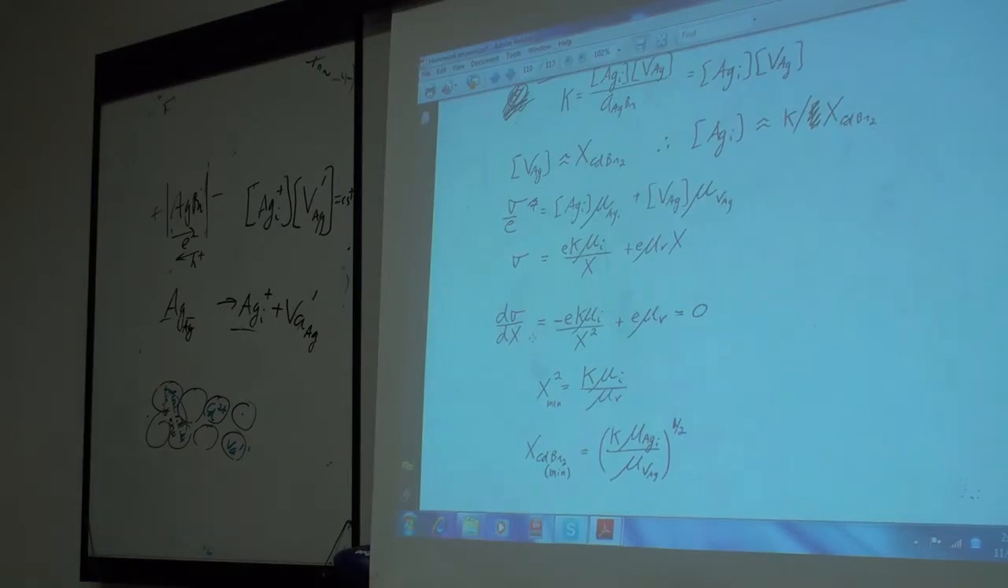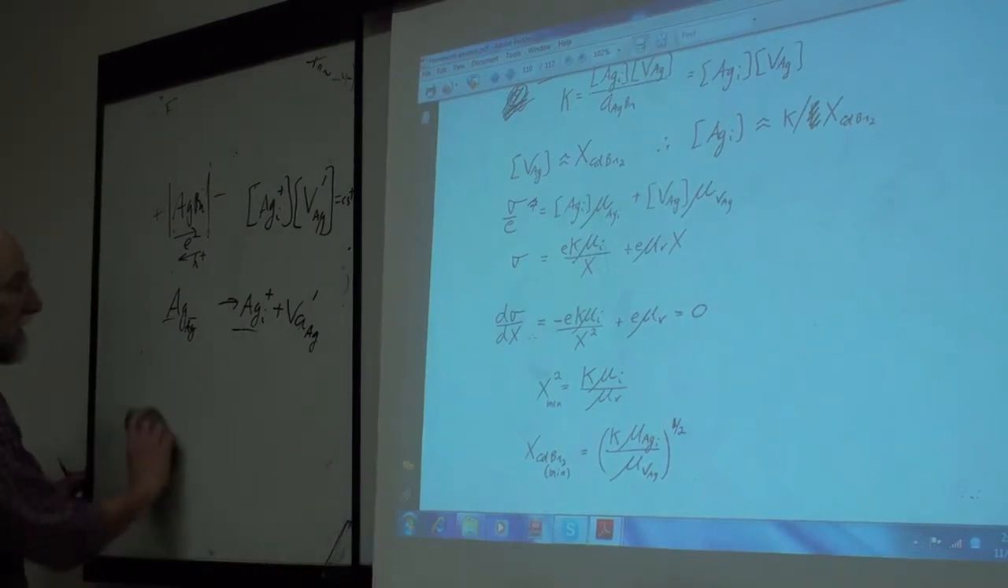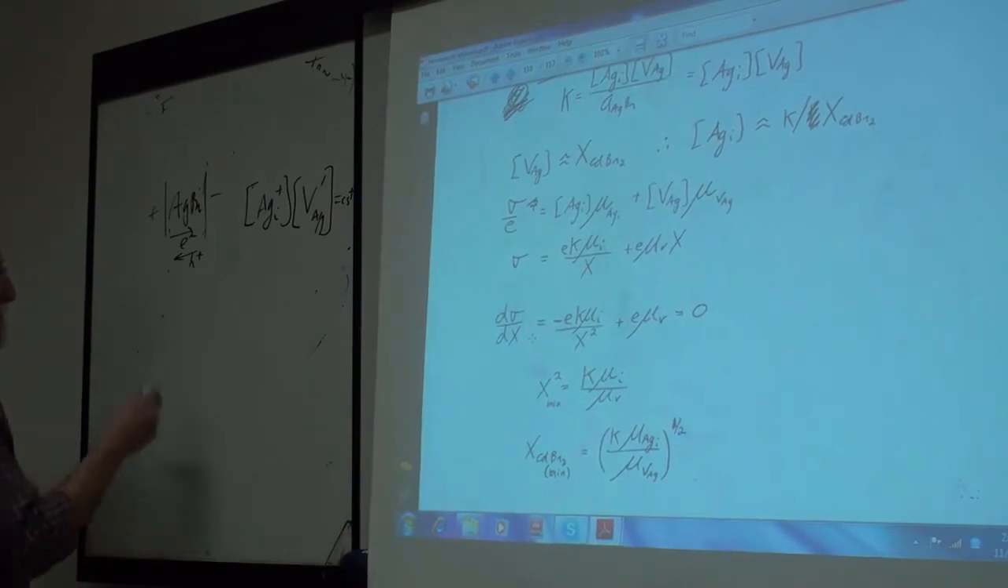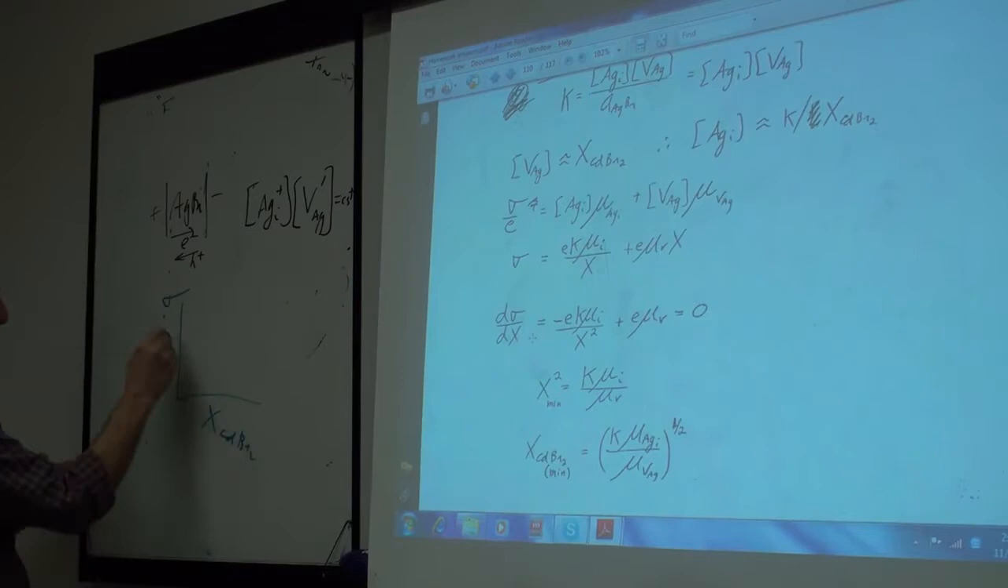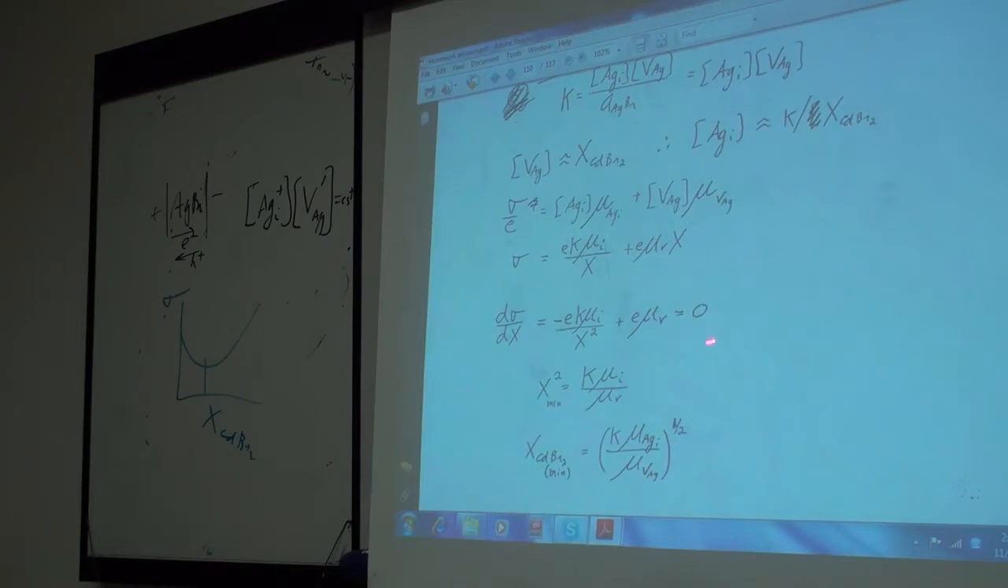Remember I said now you have a minimum here. We had a minimum where, this was the conductivity and this was the mole fraction of cadmium bromide, and it went through some sort of a minimum. Okay, so if I take d sigma dx, set it equal to 0 in order to find the minimum, I end up with a minimum concentration, which is equal to a constant times the product of the mobilities. Okay, so the minimum is equal to K.